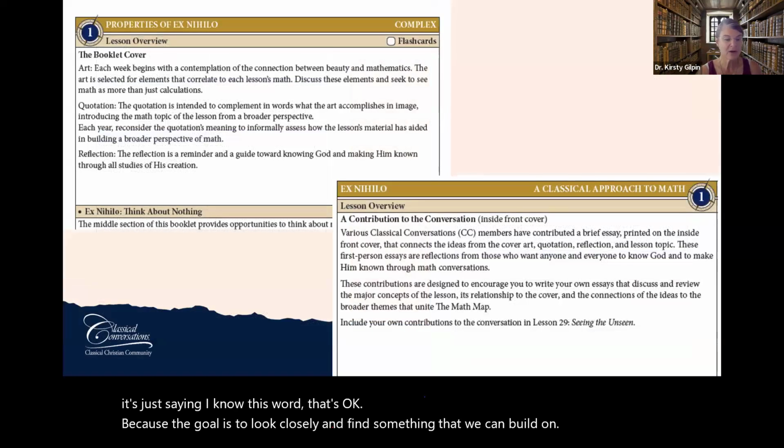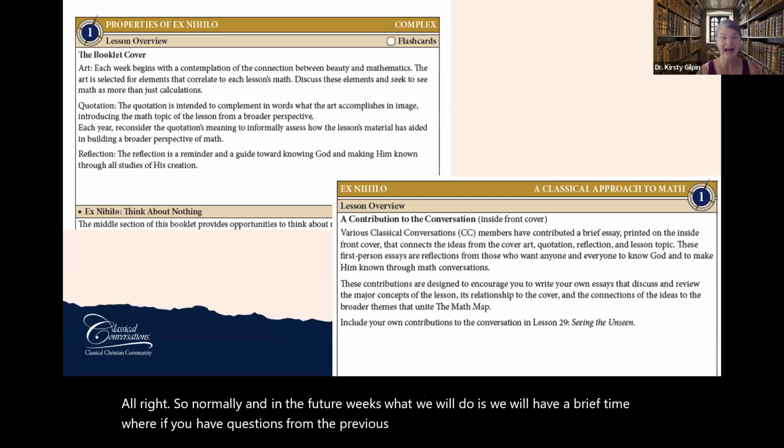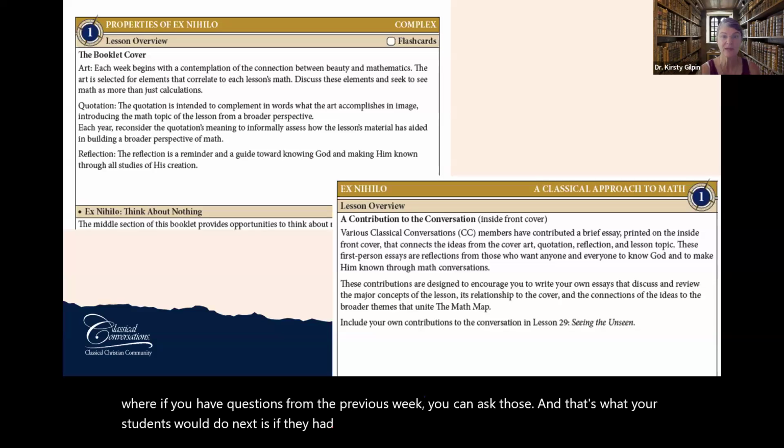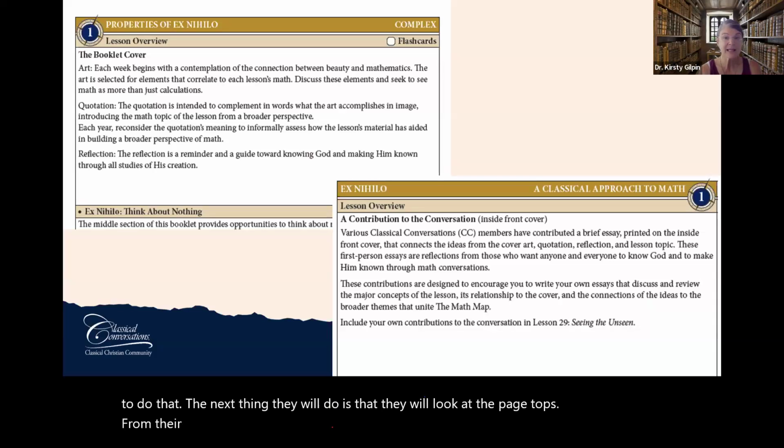All right. Normally, in the future weeks, we will have a brief time where, if you have questions from the previous week, you can ask those. That's what your students would do next. The next thing they will do is look at the page tops from their lesson. Ex Nihilo is a little bit different because we want to be introducing all parts of the pages to students and to you.